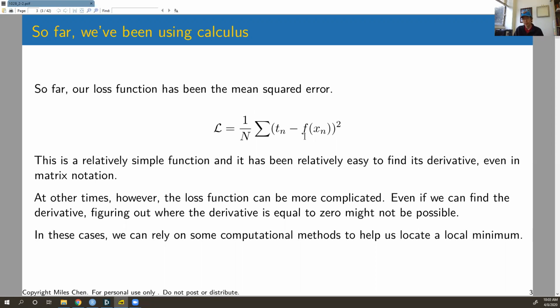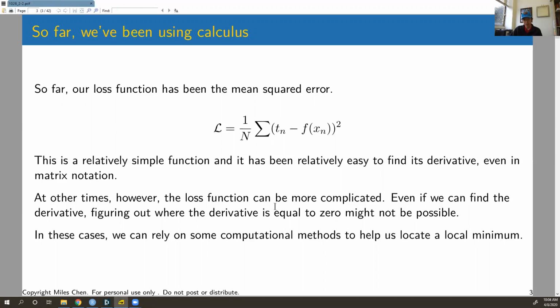I skimmed over it, but we did partial derivatives to optimize that. We did derivatives in vector notation, and it wasn't too bad. And what we did is, after we took the derivative, we set it equal to 0 and solved for that vector, or for the derivatives.